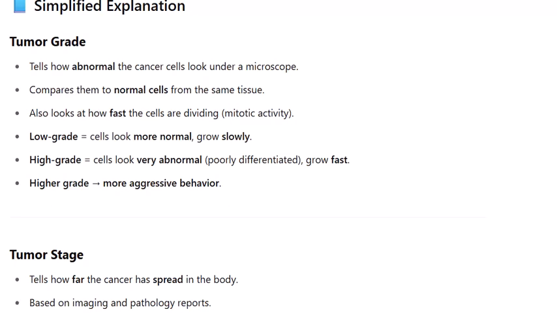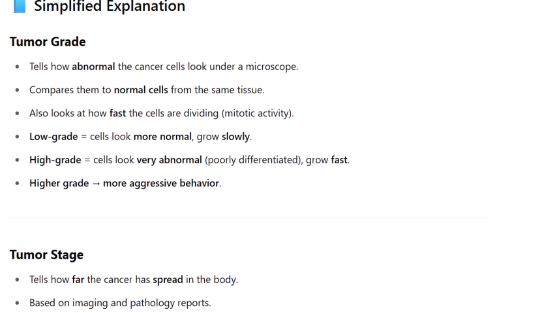Tumor grade tells how abnormal the cancer cells look under a microscope, comparing them to normal cells from the same tissue. It also looks at how fast the cells are dividing, the mitotic activity. Low grade equals cells that look more normal and grow slowly. High grade, cells look very abnormal, poorly differentiated, and grow fast. Higher grade, more aggressive behavior.